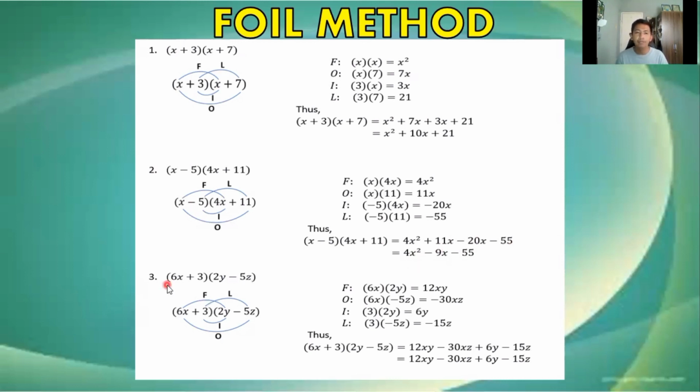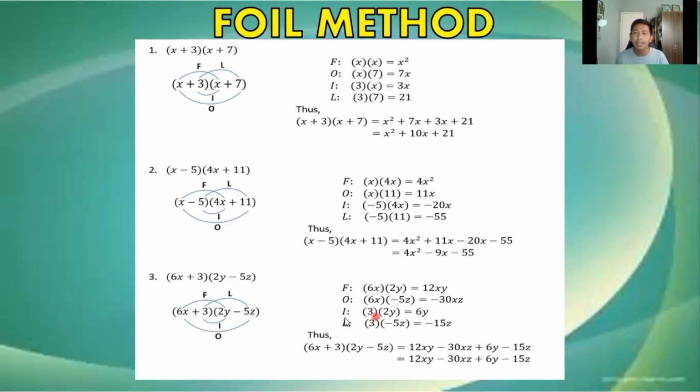Another one, we also have 6x plus 3 times 2y minus 5z. Okay, follow nyo lang ulit yung FOIL method. First, F stands for first terms, product of the first terms. 6x times 2y, 12xy. O stands for the outer terms, product of the outer terms. 6x times negative 5z is negative 30xz.